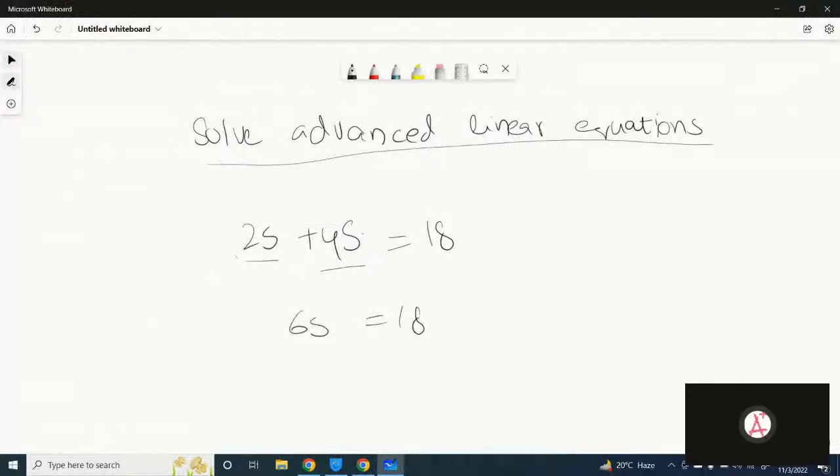Got it? And now you have to find just the value of s. So you have to remove that 6. 6 is multiplying s. So the opposite of multiplication is division. You have to divide both sides by 6. Got it? So they cancel out each other. And you're left with s equals 6 times what number is 18? 6 times 3 is 18. So it would be s equals 3. Got it? So the correct option is 3.